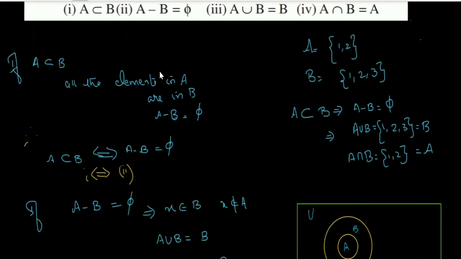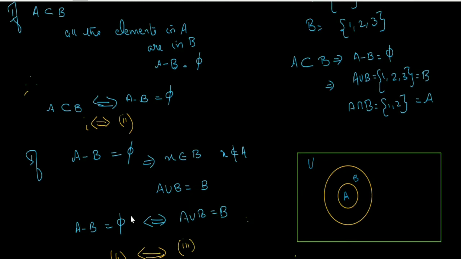Now if the second is true, we have to prove that A union B is B. So second condition is A minus B is empty. What does it mean? If A minus B is an empty set and also you know A is a subset of B, the condition is already there. So what happens? So when you find A union B, then you will get the set B itself.